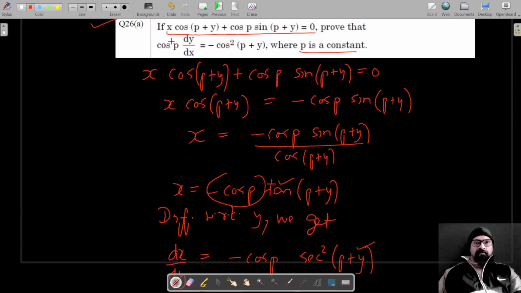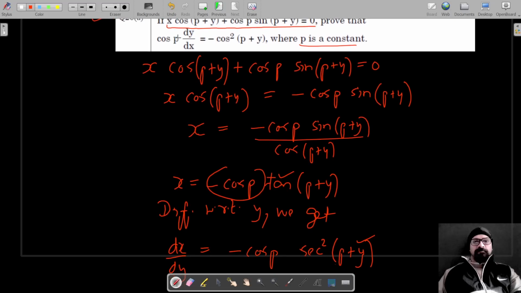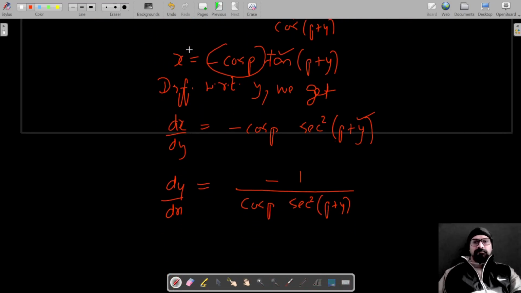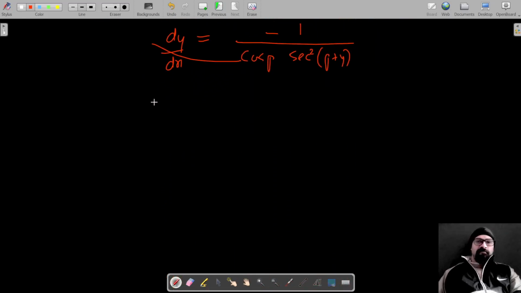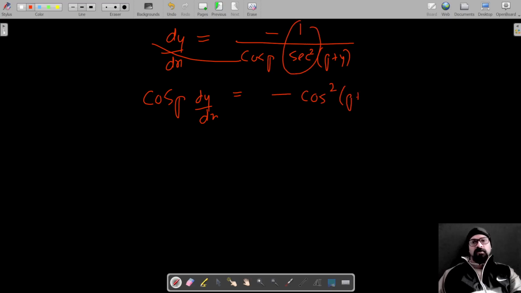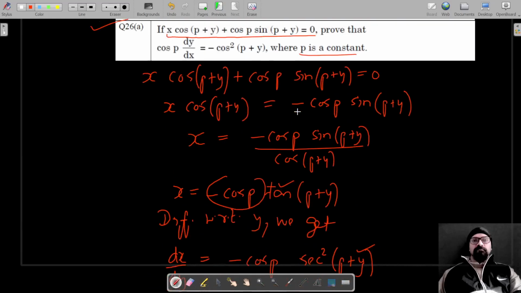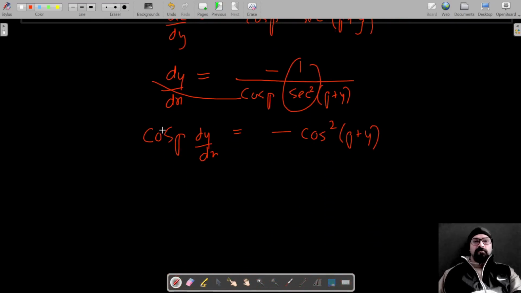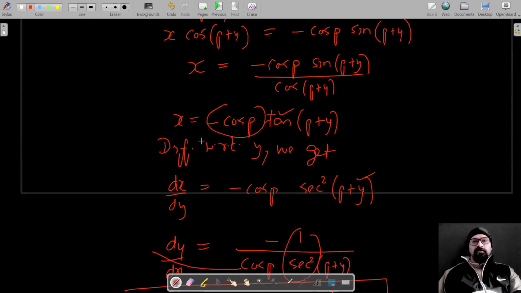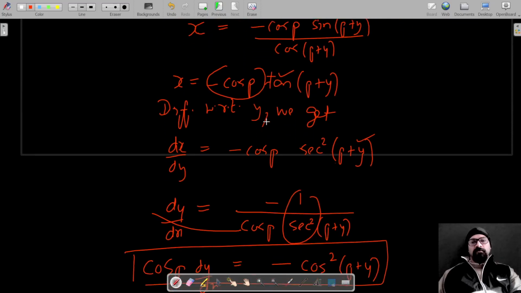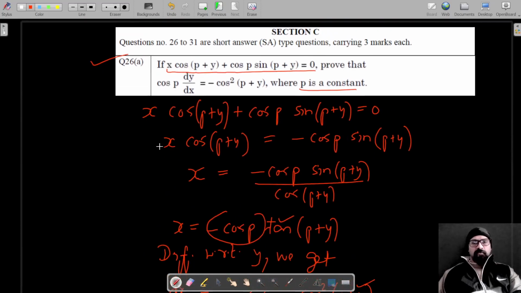And if we check what we have to prove, so this is cos p. So let's take it to the left hand side. So this is cos p into dy by dx is equal to negative. Now 1 upon secant square is cos square. So cos p into dy by dx is equal to negative cos square (p + y), where p is a constant, and this is what was asked to prove.